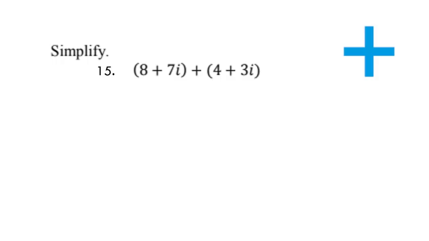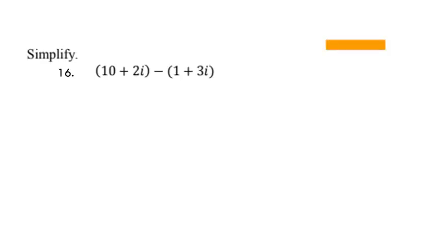Combine like terms. Let's start with the real pieces. 8 plus 4 is 12. And then 7i and 3i is 10i. This is in standard form. You're done.